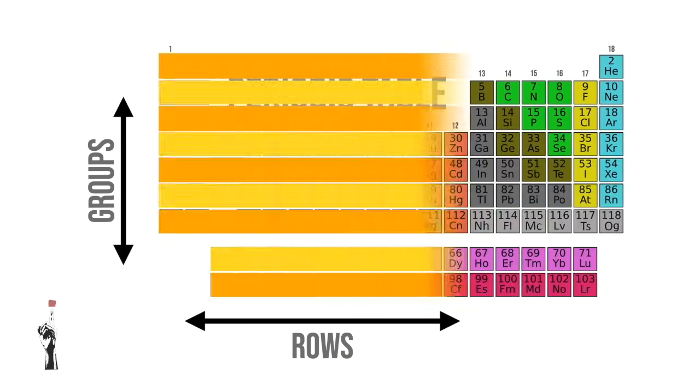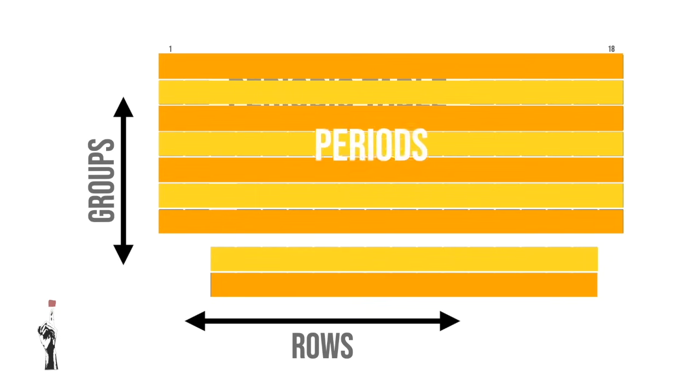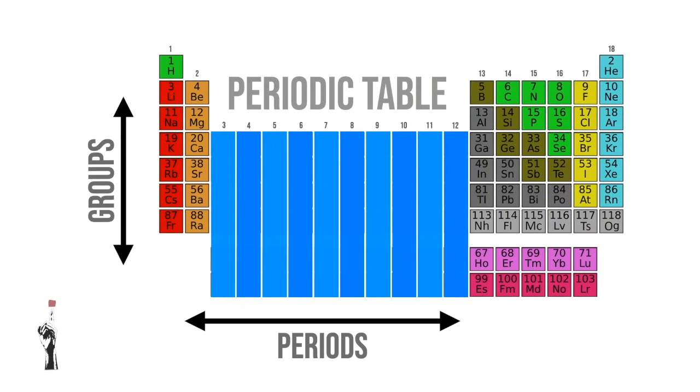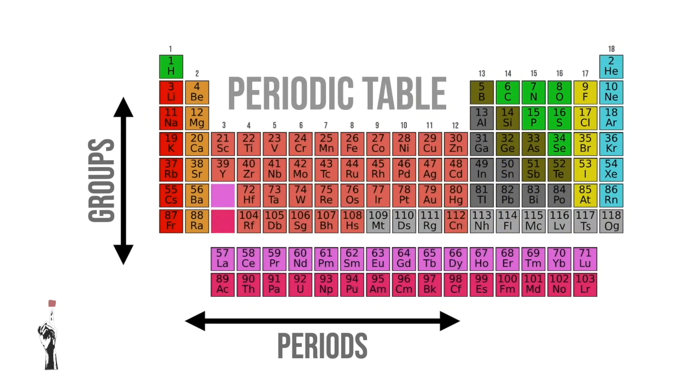The horizontal rows from left to right, we call them the periods. Lithium, beryllium, and boron are in the same period. From group 3 to group 12, we find the transition elements.